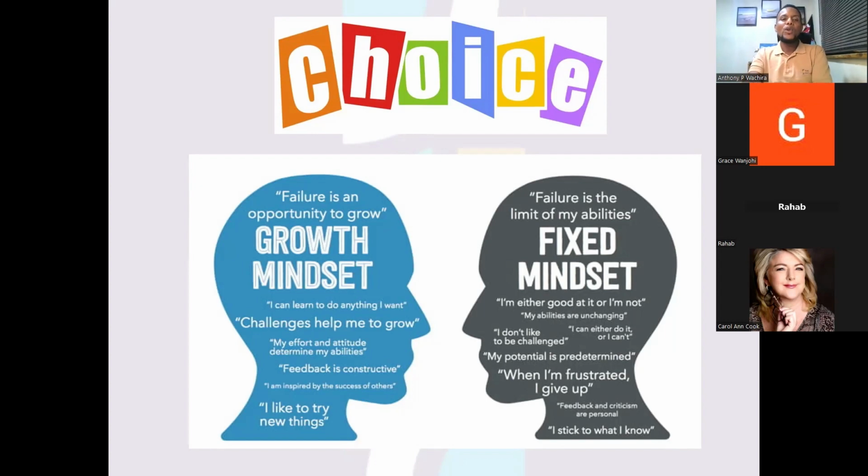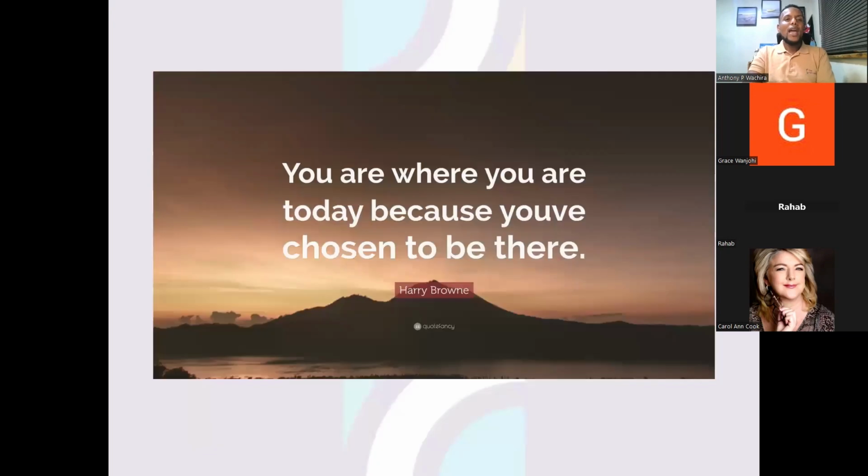And I want to make a very bold statement and say that you are where you are today because you chose to be there. And I'm pausing for effect. I am where I am today because I chose to be here. Some of us are in difficult circumstances. I have worked in a place that I didn't enjoy and I stayed there. And I was there because I chose to be there, because I could have left.